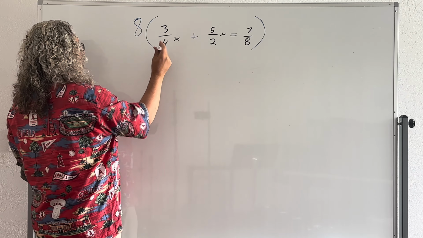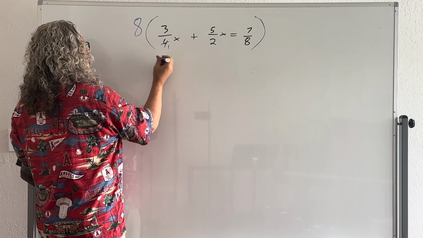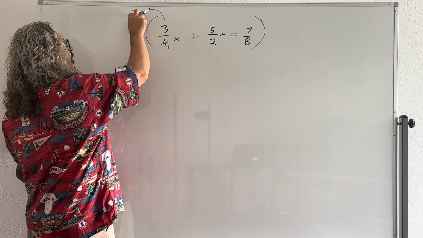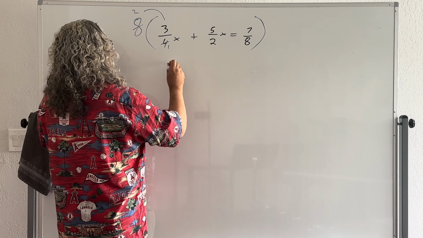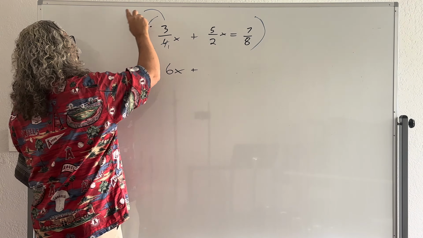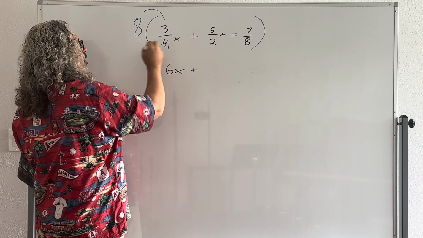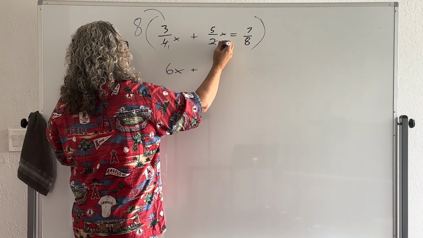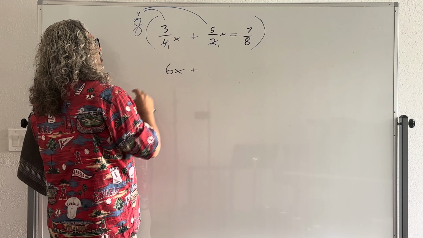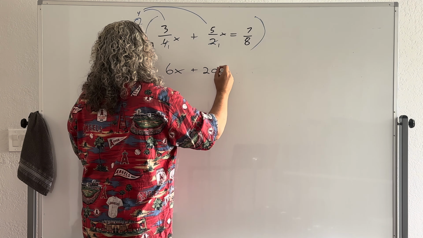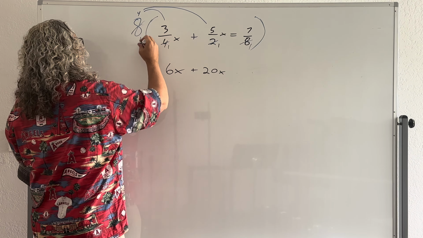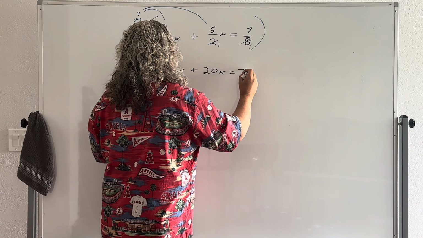Let's start with this one right here. 4 cancels out, and that 8 now turns into a 2. When I multiply here, 2 times 3 is going to give me a 6x. Now let's make this go back to an 8 and do this one right here. 2 goes into 8 4 times. So now I'm going to do 4 times 5, and that's going to be plus 20x. Done. And now I'm going to do the 8 and the 8. They just cancel out, and I'm just left with 7.